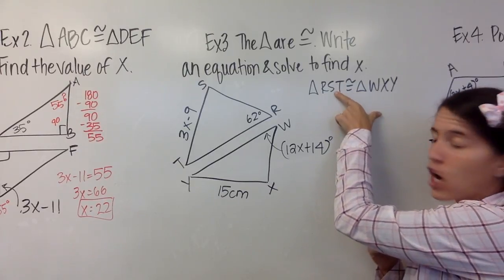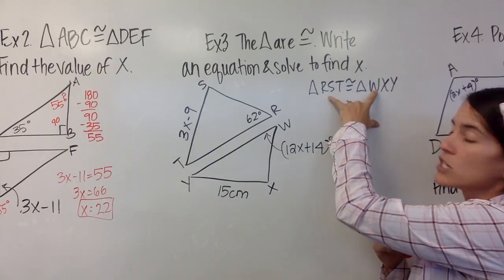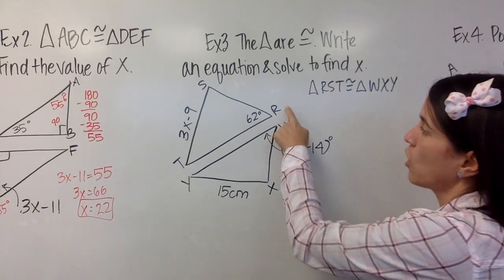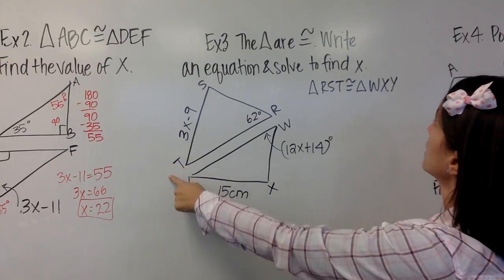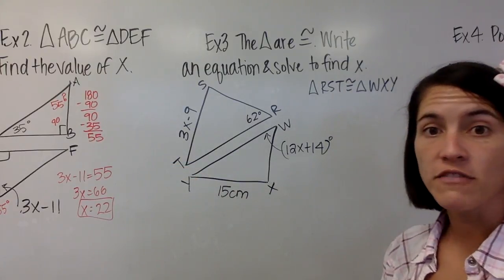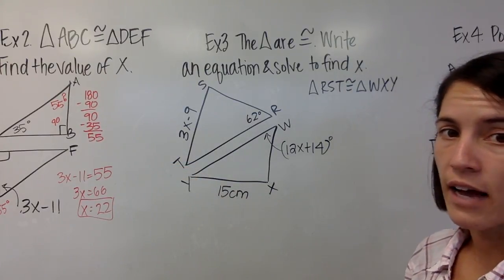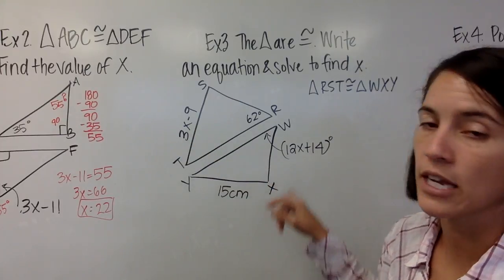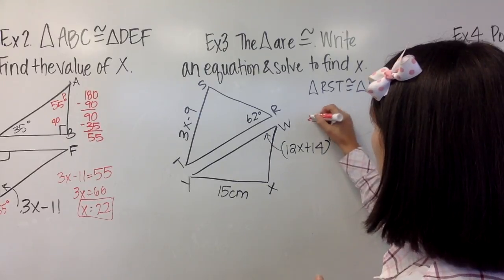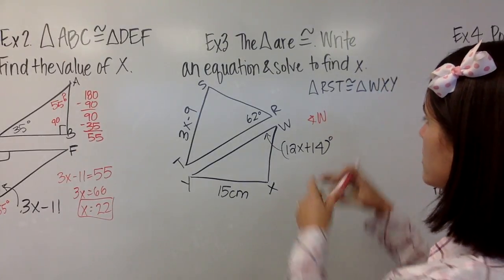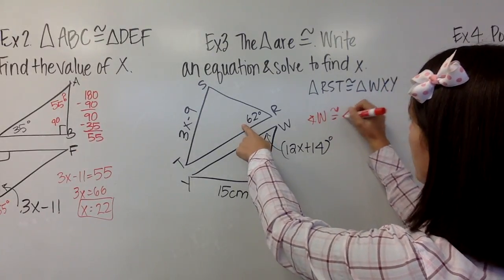So I know that R corresponds to W. So R and W, S and X, and T and Y. So I need to find the value of x. I have 2 x's. I have an x here and an x here. So let's start with the first one. We'll start with W. Angle W is congruent to angle R.